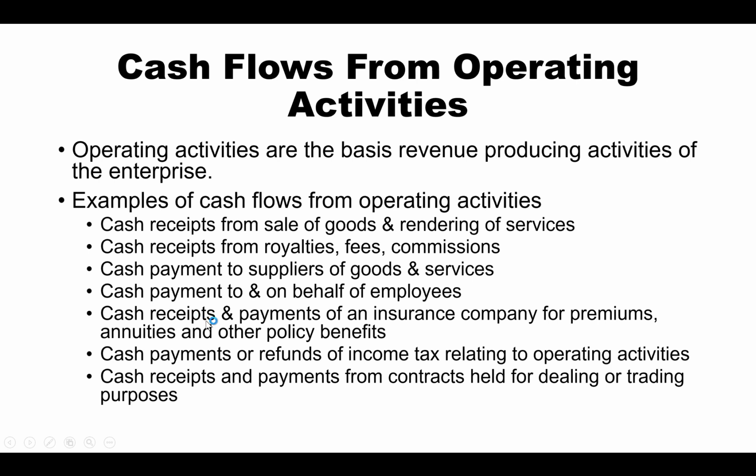We also have cash receipts and payments of an insurance company for premiums, annuities and other policy benefits, cash payments or refunds of income tax relating to operating activities, and cash receipts and payments from contracts held for dealing or trading purposes. So these are the cash receipts and payments found under the operating activities.